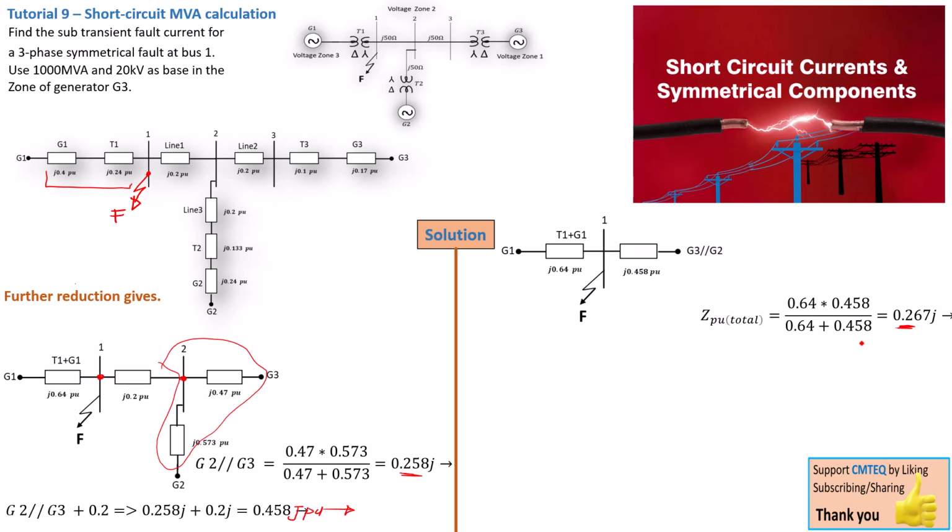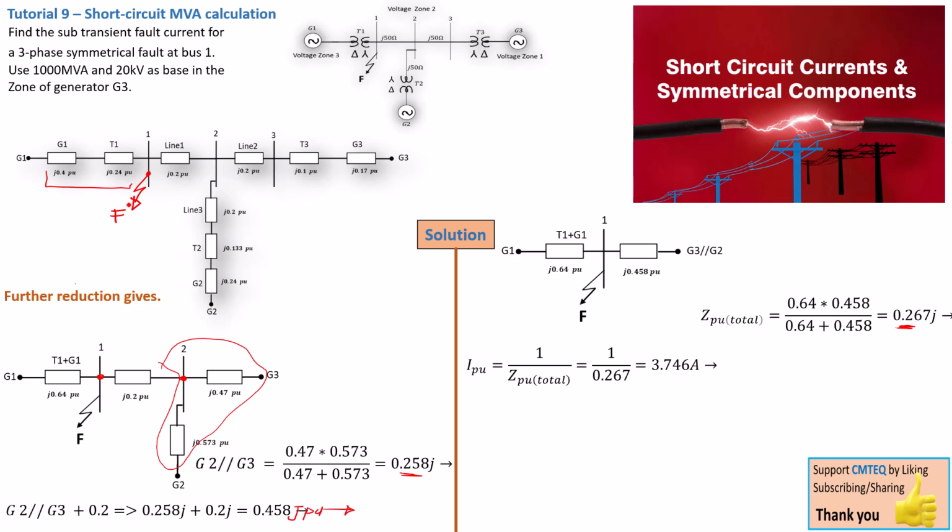0.267 J per unit. So this is now the total per unit impedance as seen from this point where the fault is located, and that is the total impedance that the current will see when it tries to follow the money to come to this point here, right? So from there we can calculate the I per unit, which is 1 over Z per unit total. So that is 1 over 0.267, and that basically gives us a per unit current of 3.74.